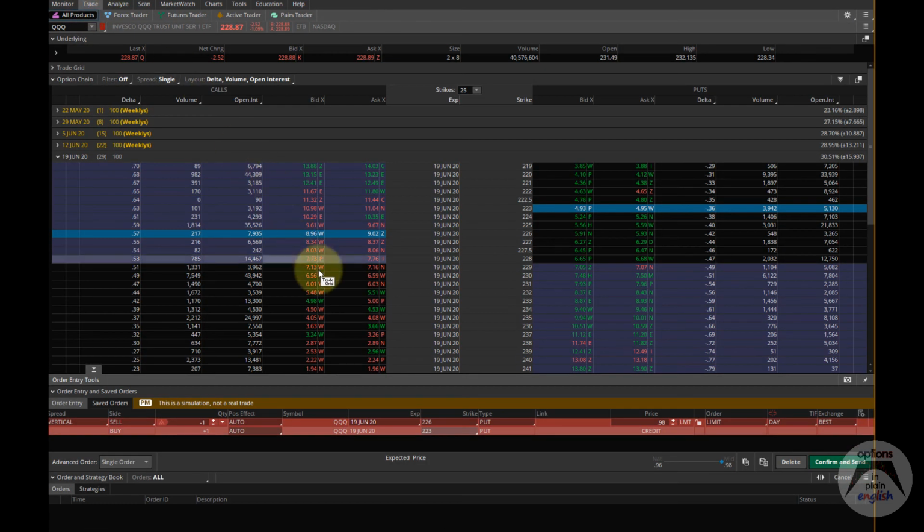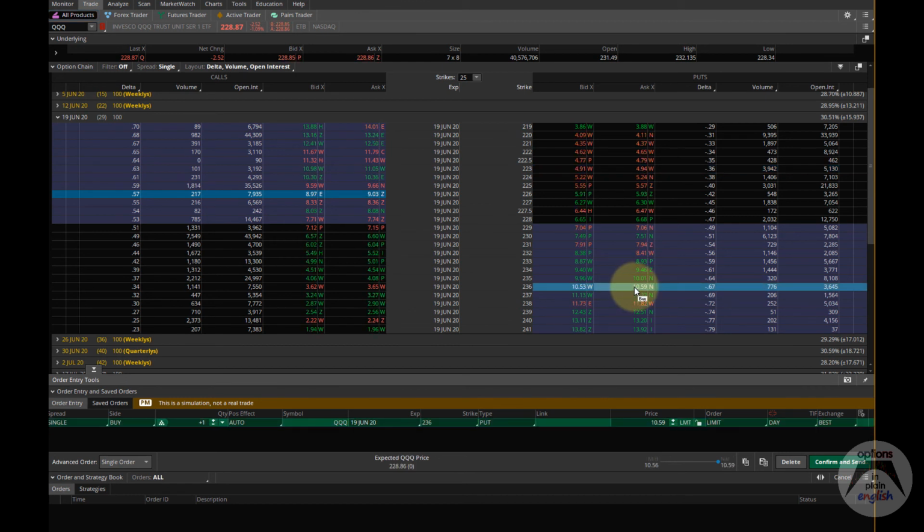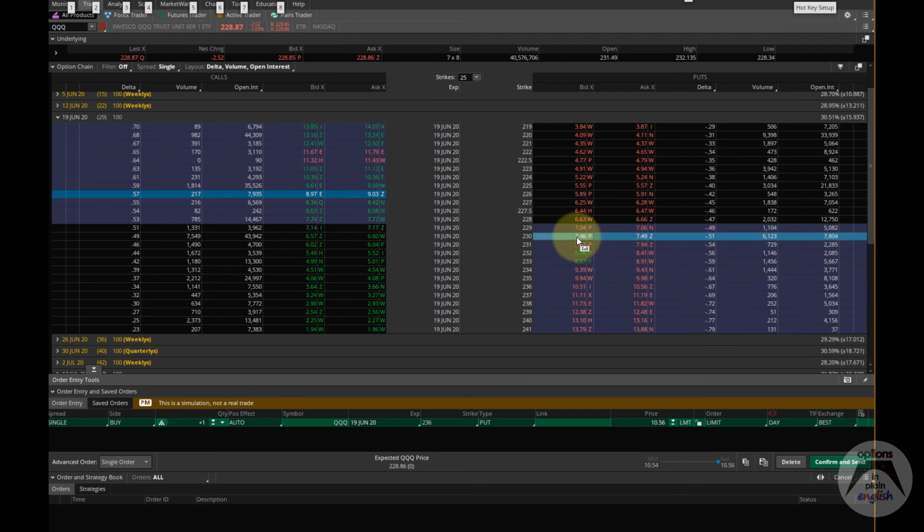Now I'm going to do the bearish trades. So I'm going to start by buying the put spread, and I'm going to be making it now $6 wide instead of $3, so that we can easily identify which one is which. So we're going to be buying the 236 put and selling the 230 put.